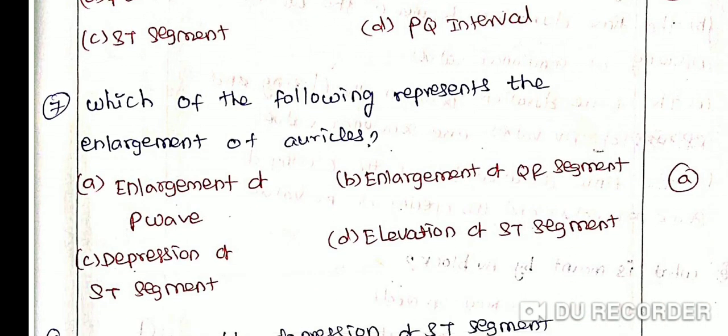Which of the following represents the enlargement of auricles? Option A enlargement of P wave, option B enlargement of QR segment, option C depression of ST segment, option D elevation of ST segment. The correct answer is option A, enlargement of P wave. Enlargement of auricle is represented by the enlargement of P wave, or sometimes lengthening of PQ interval also represents enlargement of auricles by rheumatoid fever.